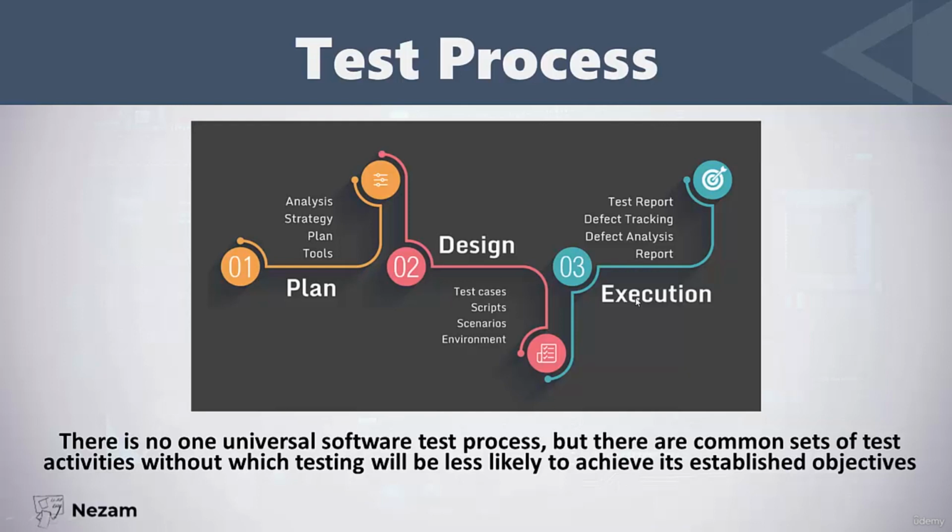But this is not the only test process. This is the simple test process, okay? Like we say here, there is no one universal test process for software testing. If you search in Google, for example, you will find many test processes. But now we will explain the test process that was provided by the ISTQB in the 2018 syllabus. So it is considered as the latest test process in our field.